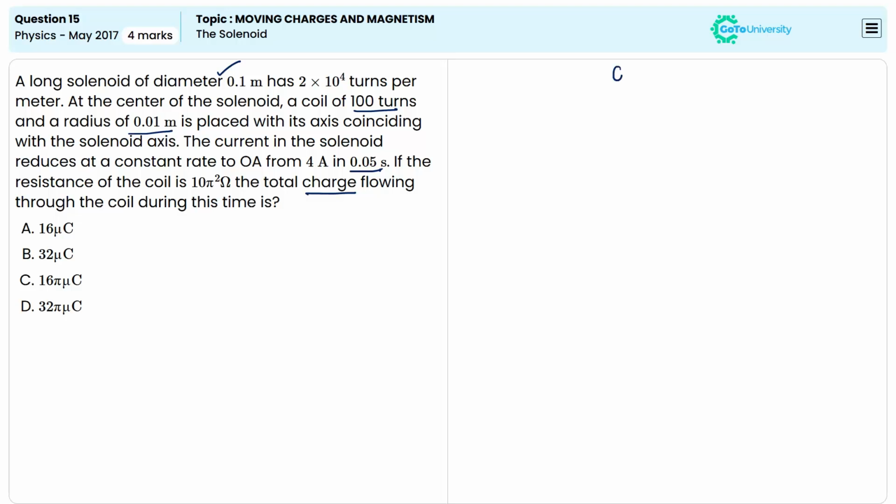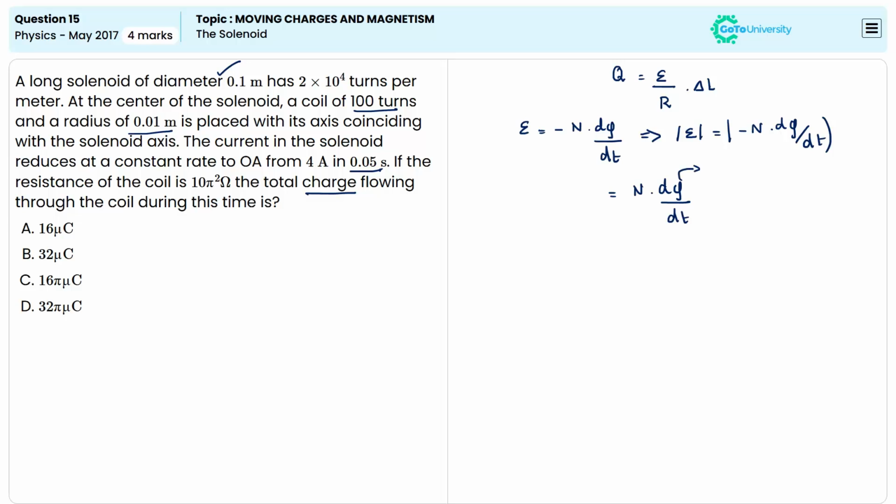It's known that the total charge can be calculated using the formula E divided by R times delta T, where E is the induced EMF in a solenoid, which can be written as minus N times d phi over dt. Here we are only going to calculate the magnitude. So we can take the modulus of E, which is equal to N d phi over dt.